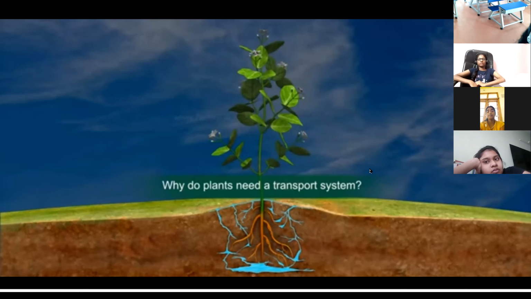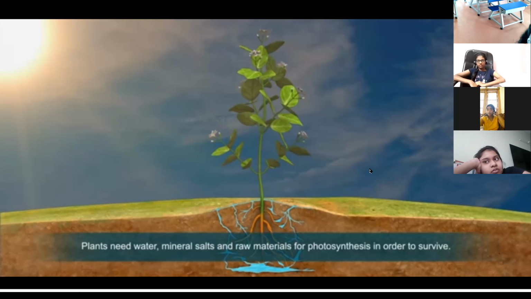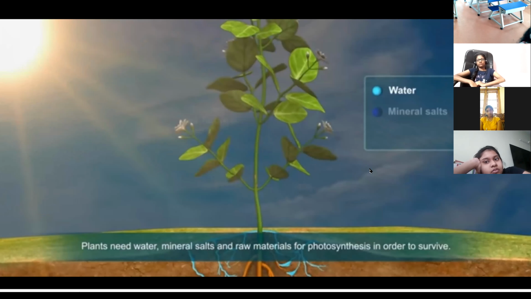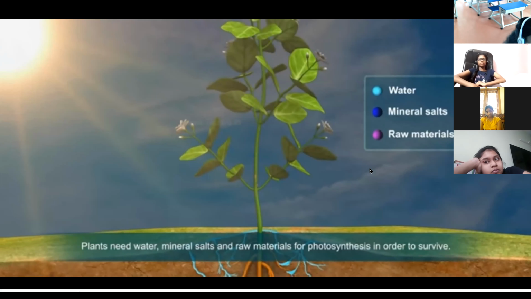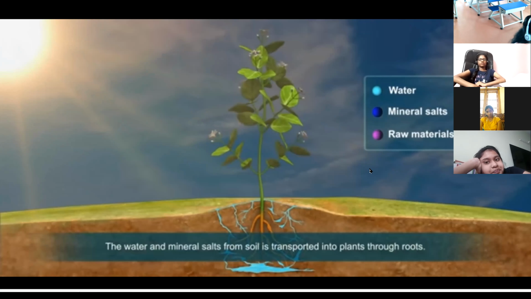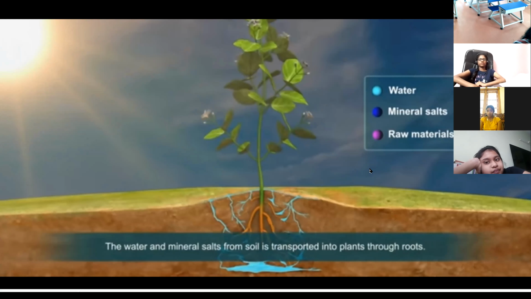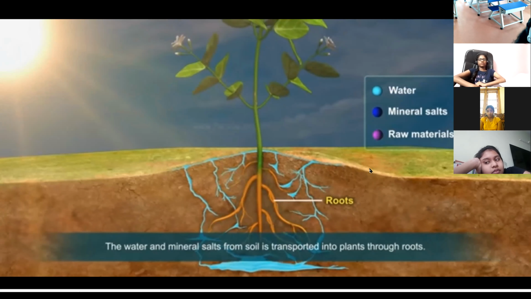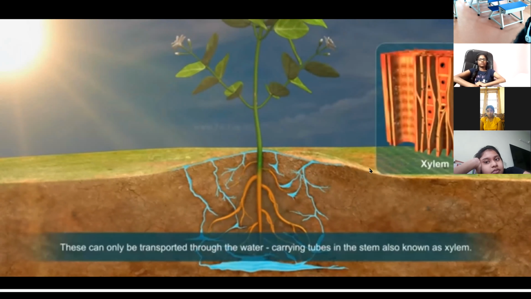Why do plants need a transport system? Plants need water, mineral salts, and raw materials for photosynthesis in order to survive. The water and mineral salts from soil are transported into plants through roots. These can only be transported through the water carrying tubes in the stem, also known as xylem.